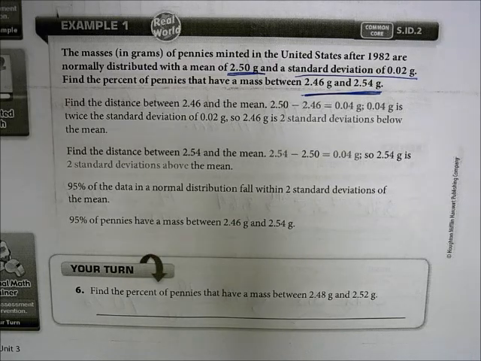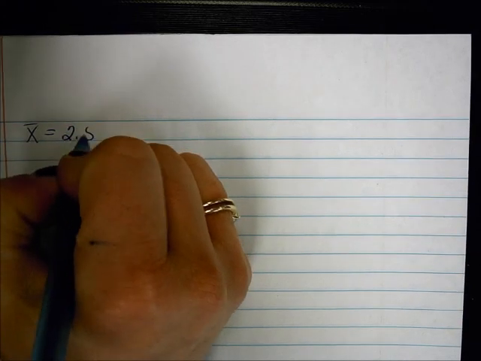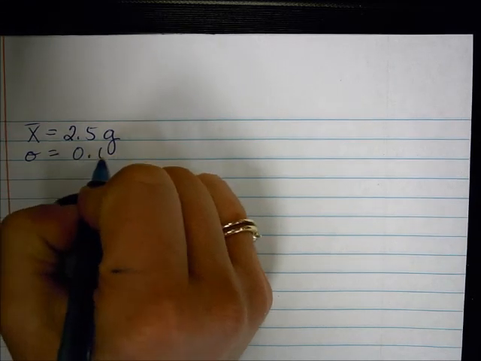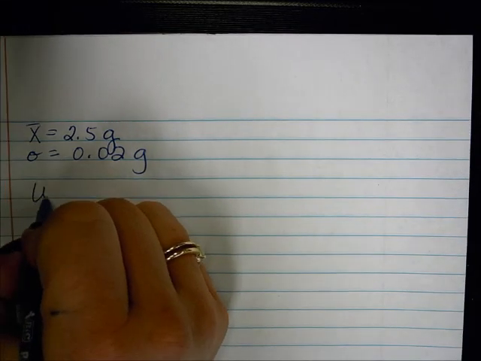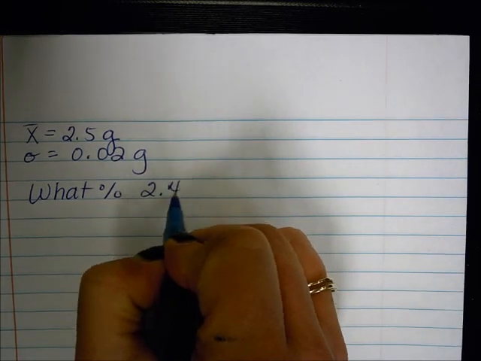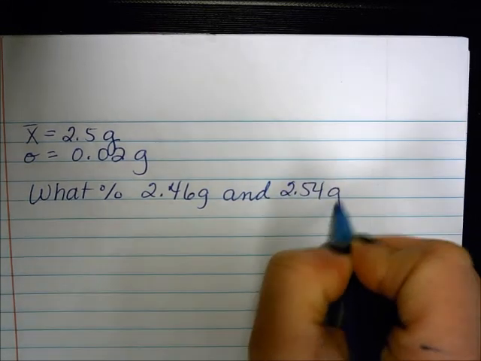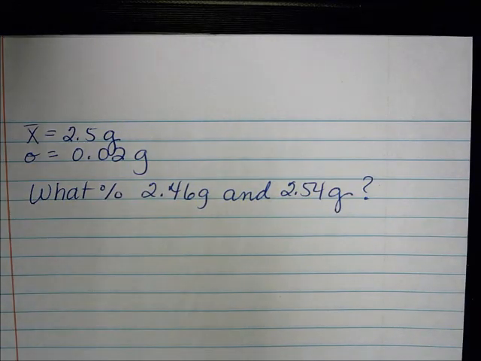Here's our predicting that we've been waiting for, right? Part of our learning target. Let me put this all in clear numbers for you. The mean is 2.5 grams. Write this down. The standard deviation is 0.02 grams. They want to know what percent will fall between 2.46 grams and 2.54 grams. That's the question. All boiled down to easy numbers.